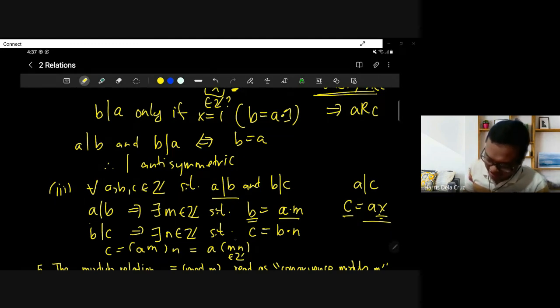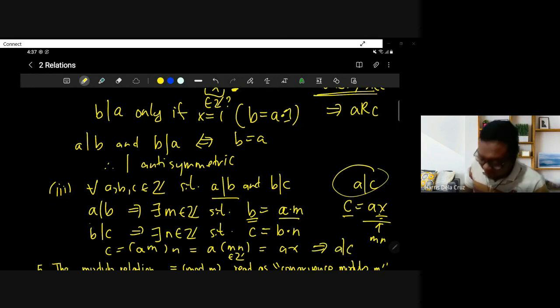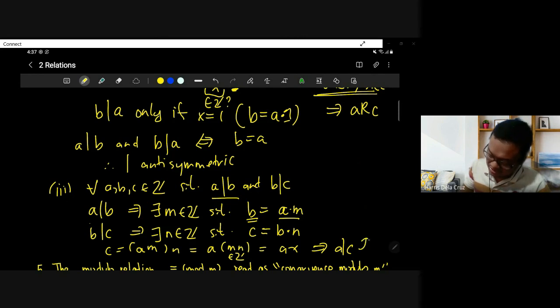Nakakita ka ng, sabihin natin, isang letter lang siya. Sabihin natin siya yung X. So, kung kukunin mo yung X to be equal to M times N, edi nasulat mo siya as A times X. Which is the requirement para masabi mo na ang A divides C. Therefore, you conclude that it's transitive. Okay? Therefore, it's transitive. Sulat ko na lang dito, hindi na kasya sa espasyo. Therefore, this is transitive.